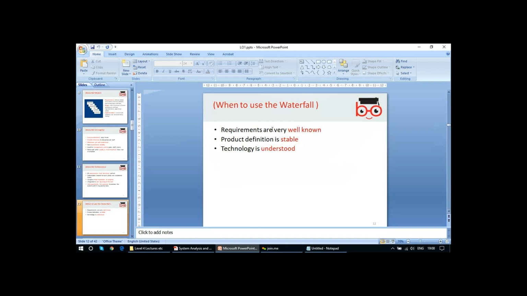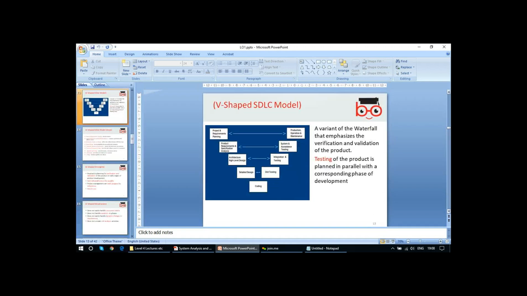So when to use the waterfall model? When requirements are very well known, product definition is stable, and technology is understood. Next is the V-shaped system development life cycle. On the left hand side it is the same as the waterfall model; it's a variant that emphasizes the verification and validation of the product. Testing of the product is planned in parallel with the corresponding phase of the development.